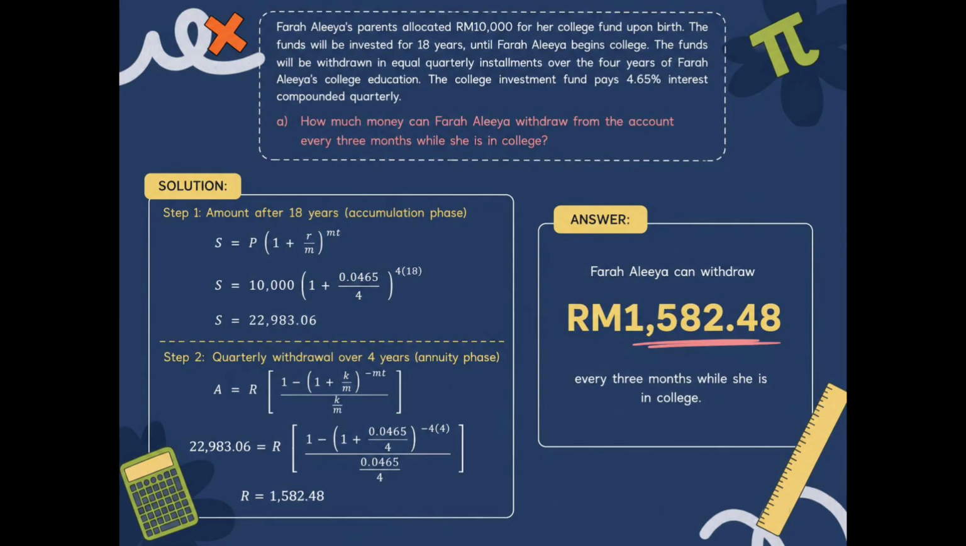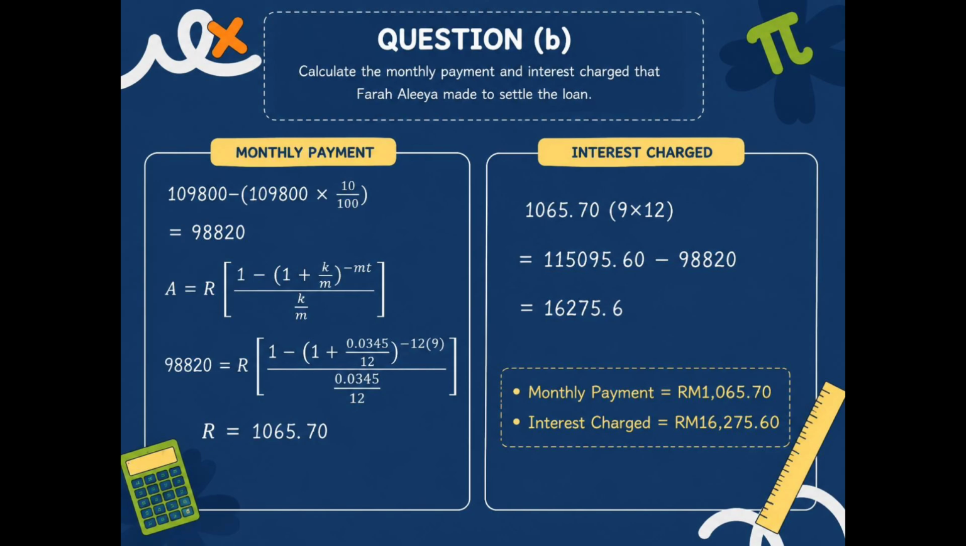So next step, calculate the quarterly withdrawal amount. Farah will withdraw the money every 3 months for 4 years. We use the annuity withdrawal formula as in the slide. Now we substitute the values. After substituting, we get R equals 1,582 ringgit 48 cents. This represents the amount that can be withdrawn every 3 months while the remaining balance continues to earn interest.